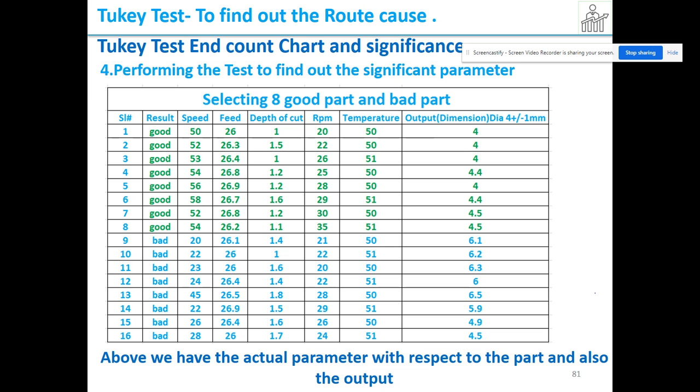So now as in the format, we have filled all the parameters. This is my output as a dimension. 4 plus or minus 1 mm is varying. So what is my specification? 3 to 5. But I am getting 6 as well. I need to find out which significant parameter is causing my output variation.